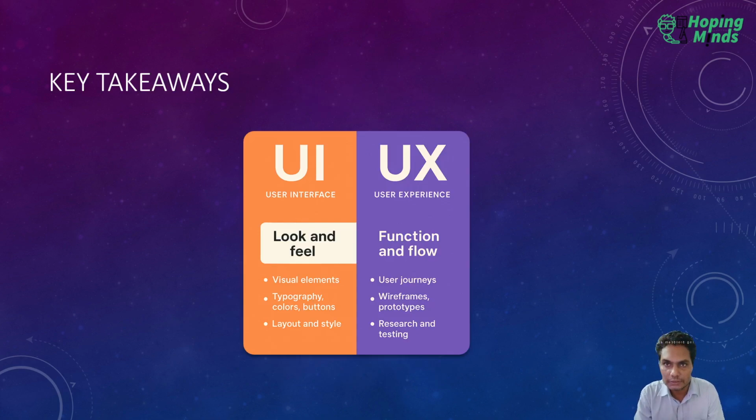Now, let's see some key takeaways from our whole understanding of what is UX and what are the key differences between UI and UX. So, UI is user interface, UX is user experience, and UI is more towards look and feel, and UX is more towards function and flow. UI is more of visual elements, UX is user journey. UI is typography, colors, buttons, UX is wireframing, prototyping. UI is layout and style, UX is research and testing.